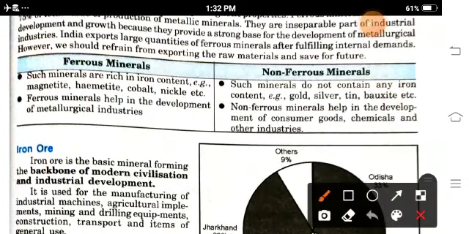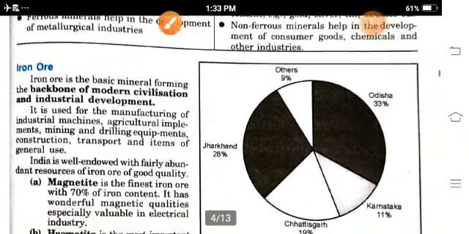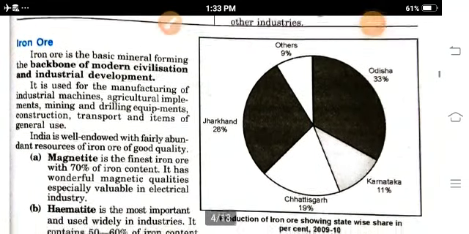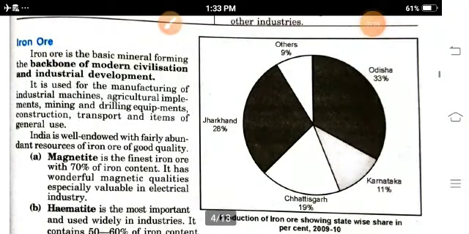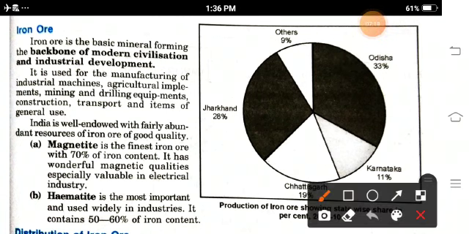Ferrous and non-ferrous. Ferrous means presence of iron and non-ferrous means there is no iron. Magnetite, hematite, cobalt, nickel are examples of ferrous minerals. But gold, silver, tin, bauxite are examples of non-ferrous minerals. Ferrous minerals help in the development of metallurgical industries. Non-ferrous minerals help in the development of consumer goods, chemicals and other industries.